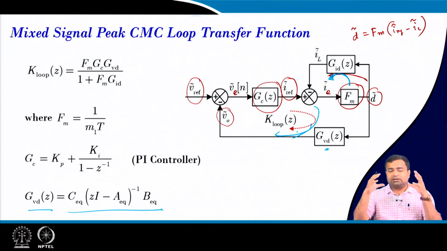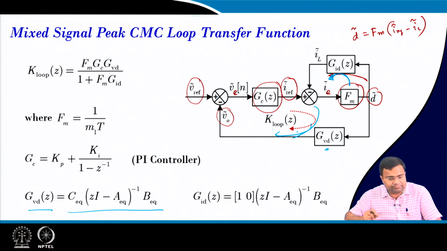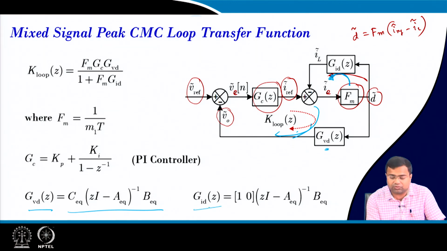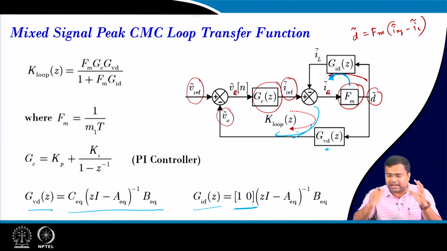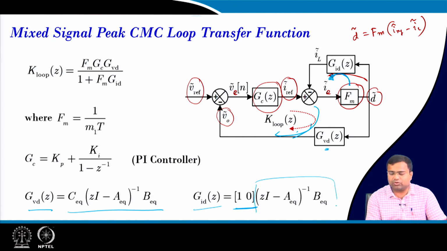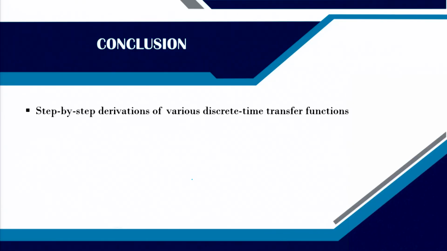So that means in digital current mode control, you can accurately get all the small signal transfer functions very easily by just applying the Z transformation. And for the control to output transfer function and the control to current transfer function, the [1 0] matrix has to be multiplied with this term, and this will be a scalar quantity.